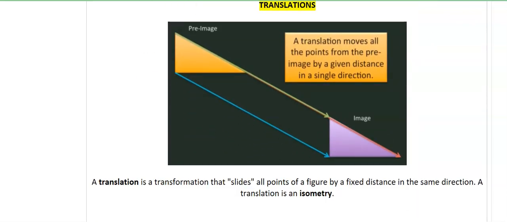Now, translation is one type of transformation. A translation moves all the points from the pre-image by a given distance in a single direction. So you can see here we went diagonally from our pre-image to our image, and everything stayed the same. So a translation is a transformation that slides all points of a figure by a fixed distance in the same direction. And all translations are isometries.